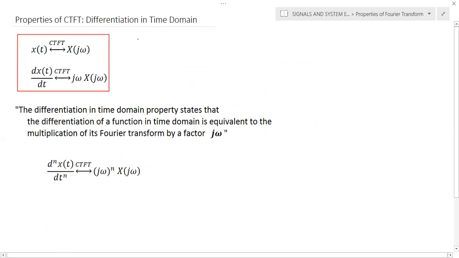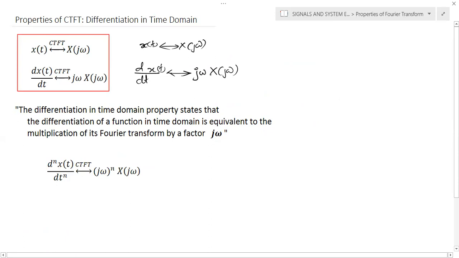If there is a signal x of t and its transform is x of j omega, or we can write x of omega also, the derivative of x of t, that is d by dt of x of t. So we will differentiate the signal x of t with respect to time. There is a derivative of the signal. Then its transform will be simply j omega into x of j omega.